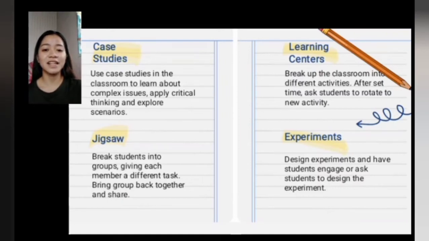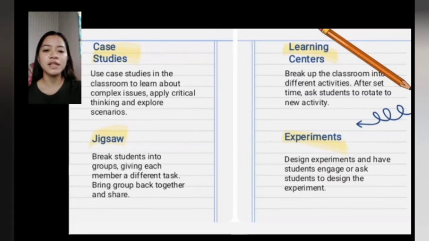Then the next is the learning centers. So break up the classroom into different activities. After a set time, ask students to rotate to a new activity. So it is an exploratory and interactive learning strategy in which the students rotate in groups to different activities that reinforce and extend classroom learning.